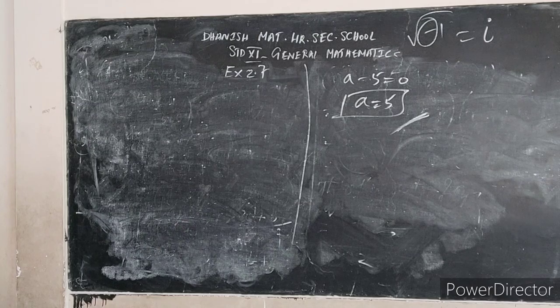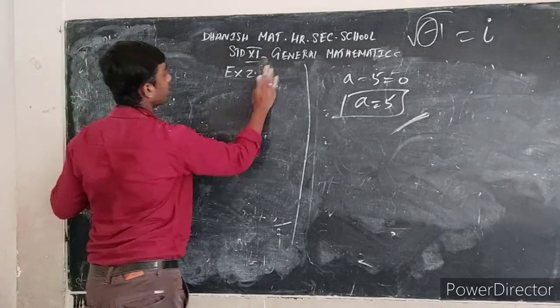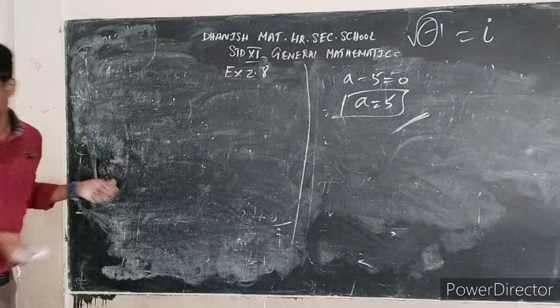So let's see the exercise first sum. What is the question here? Like exercise 2.8. So what is the exercise we are going to solve here? Exercise 2.8. What is the question given here?